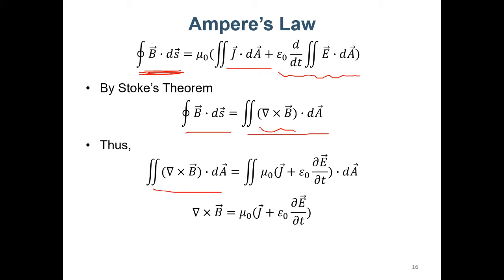Then we put mu0 into the integral, and we also put epsilon 0 d/dt into the integral, so that it becomes epsilon 0 partial E partial t. So it is a partial derivative. With the same argument, we can write it as curl of B equals mu 0 J plus mu 0 epsilon 0 partial E partial t. So this is how we derive all the Maxwell equations into the differential form.